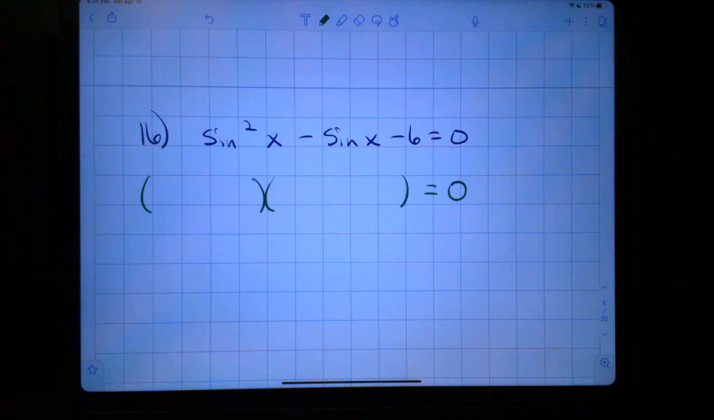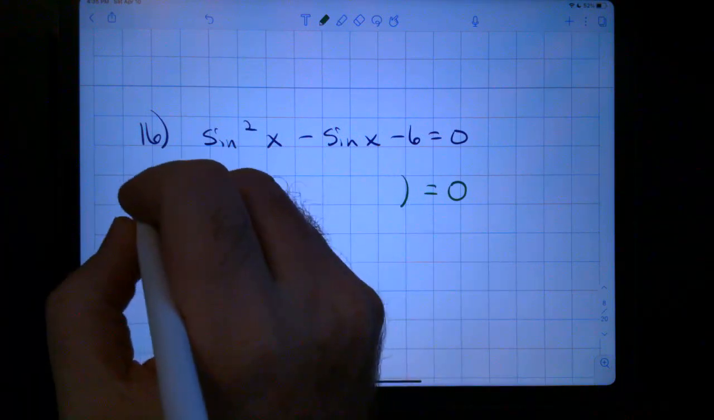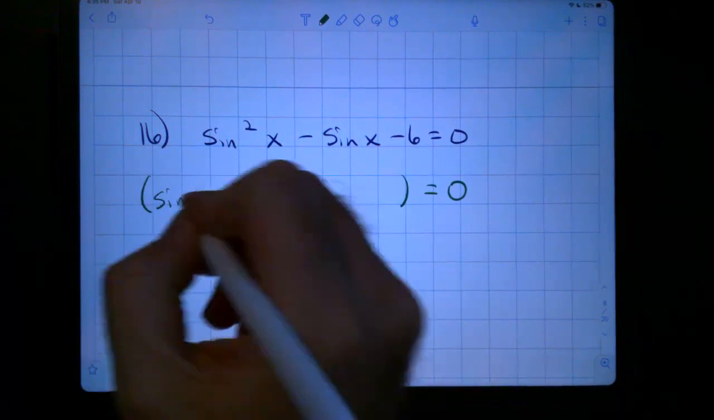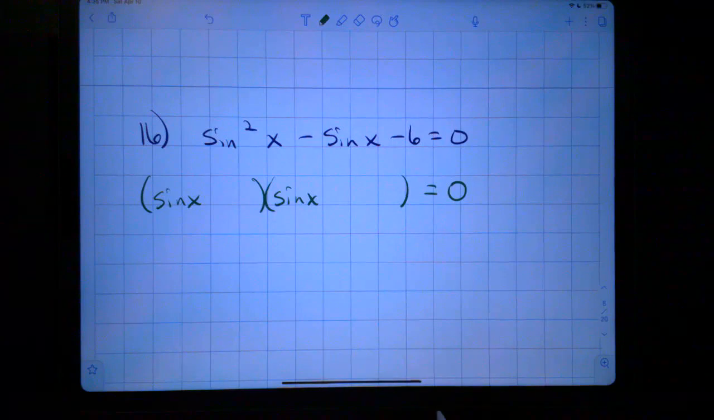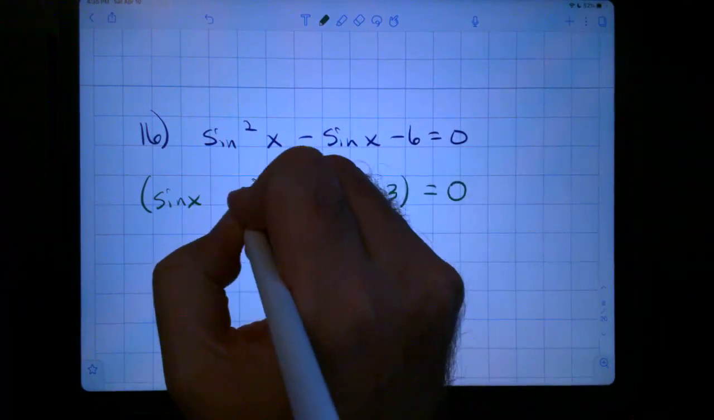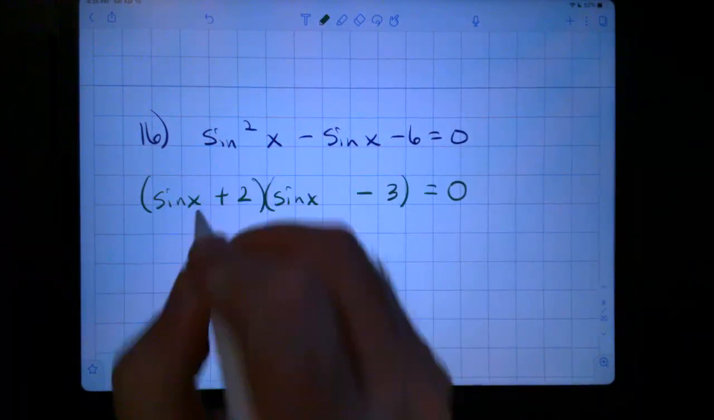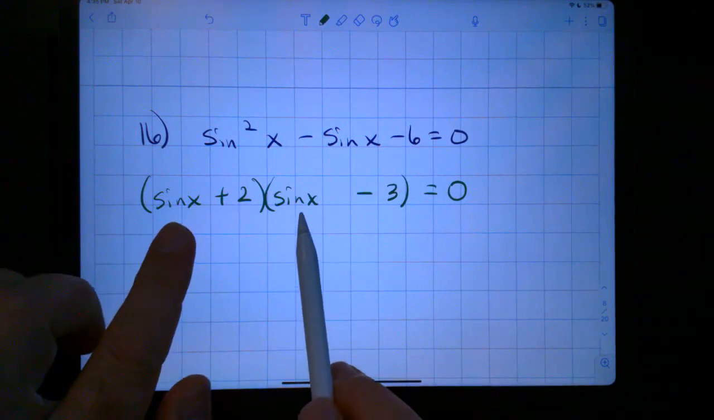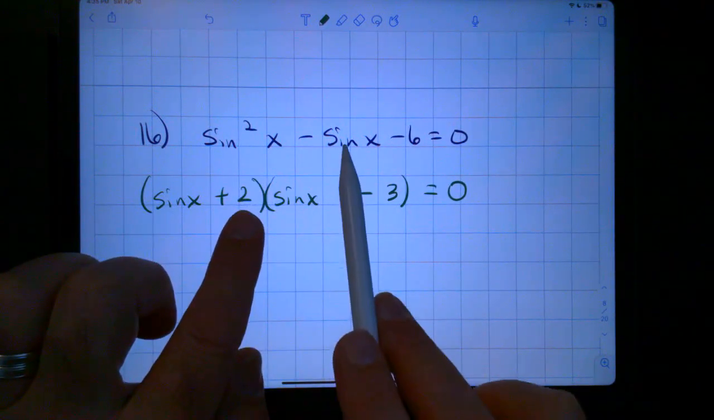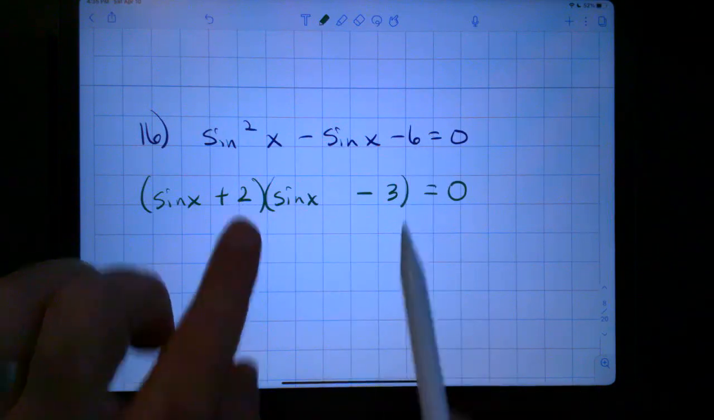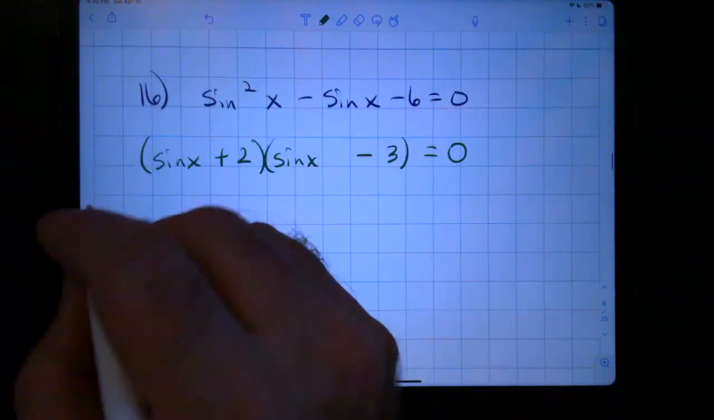Hello. So here I'm going to factor this. Let's go with... so that sine x times sine x is sine squared x. Minus 3 plus 2 is minus 1, minus 6. Set each of these to 0.